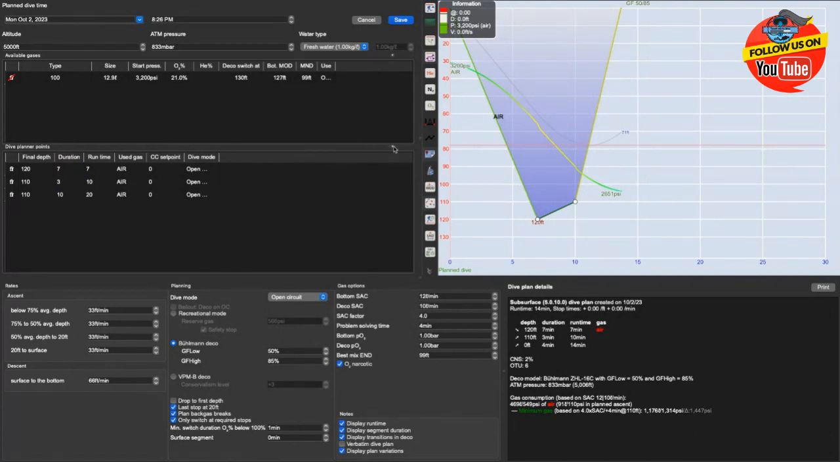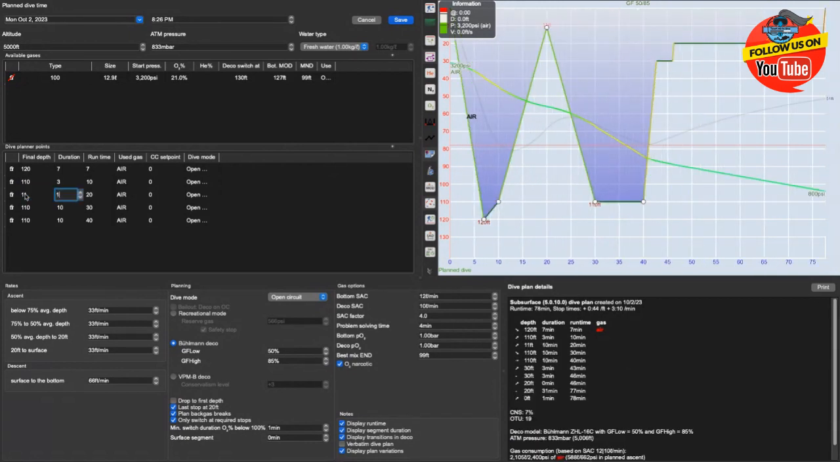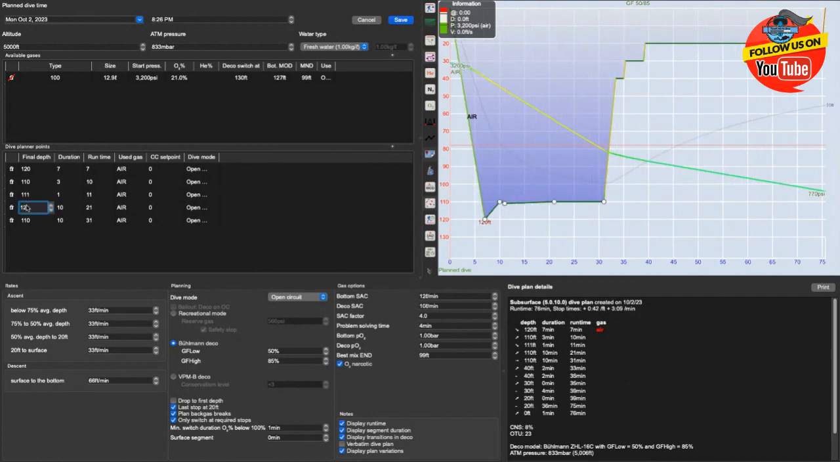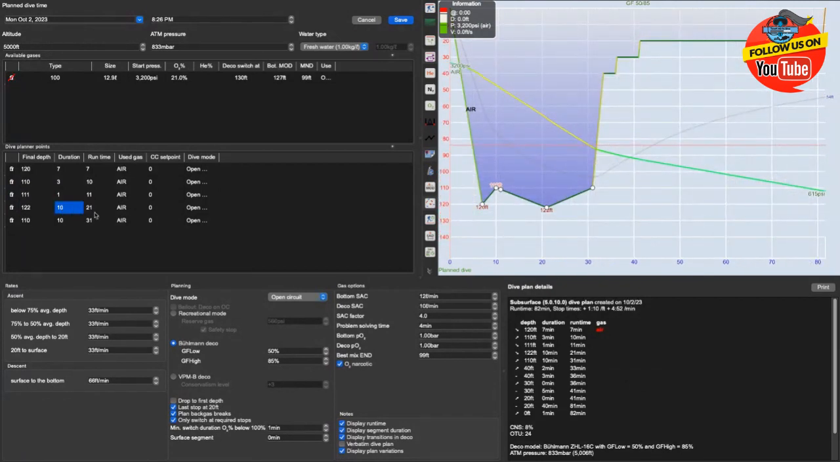This is also giving you a 12 liter per minute bottom SAC. Yeah. But it calculates accordingly by volume as well. So that's not 12 liters per minute at 120 feet. No, it does the calculation difference, right? Okay.